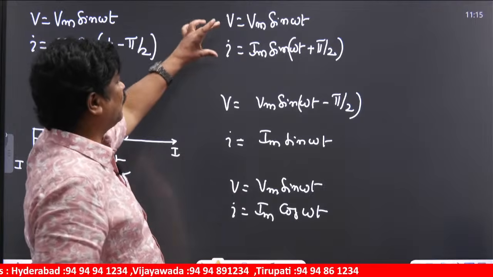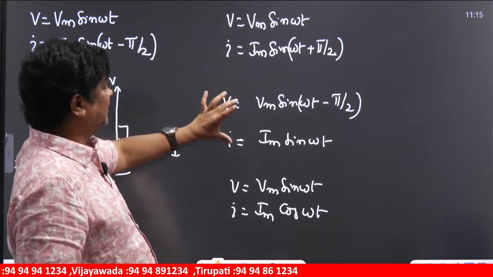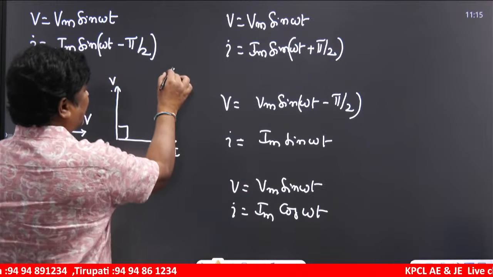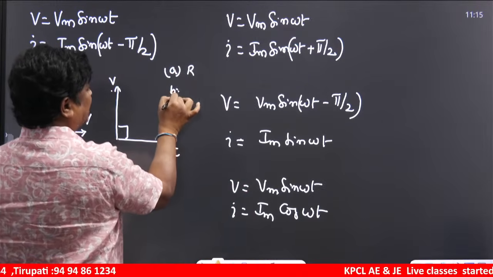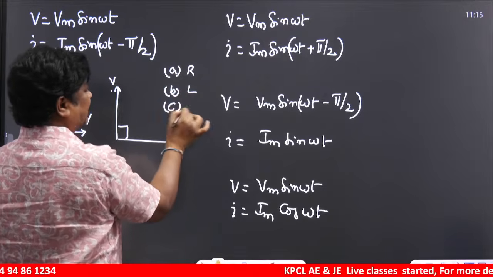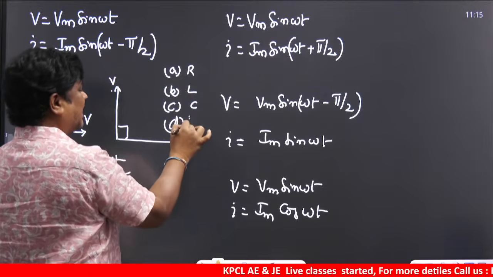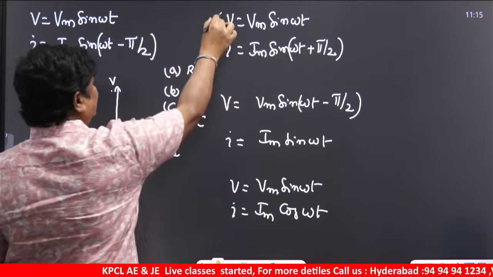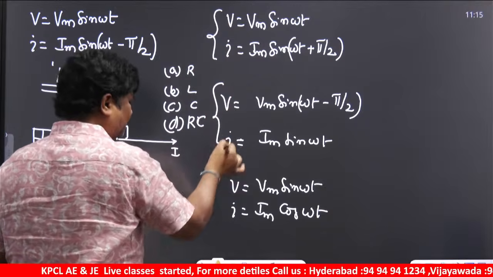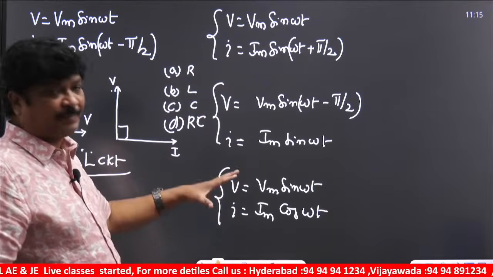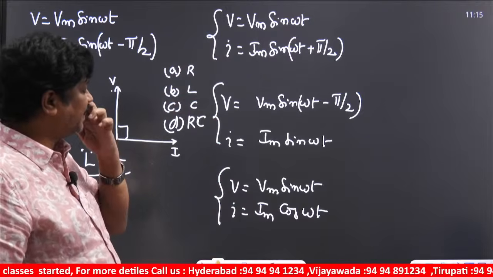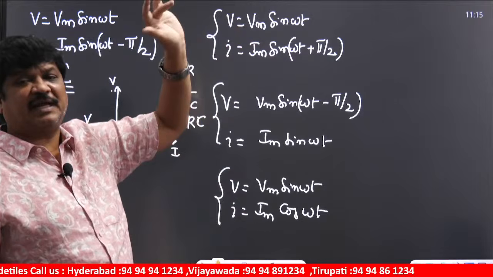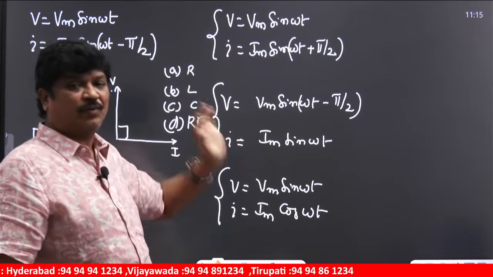Now you tell me what is the nature of the circuit for this. Option A, resistor. Option B, inductor. Option C, capacitor. Option D, RL or RC circuit or something like that. Three questions are there. Now tell me what is the nature of the circuit. It's a pure inductor, pure resistor, or pure capacitor. Like that you want to answer.